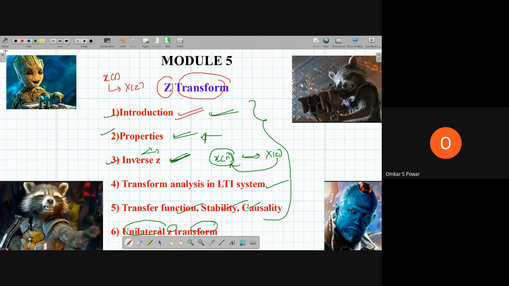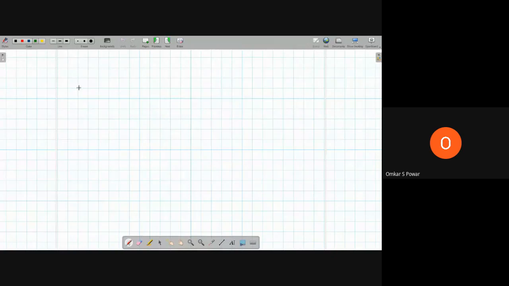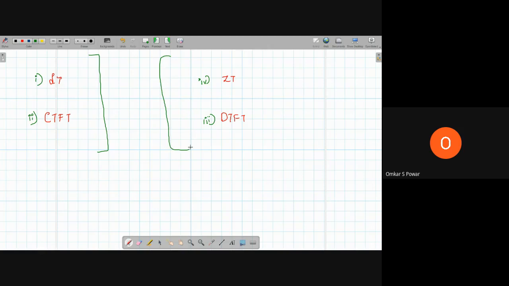With respect to that, there is the Laplace transform, the continuous time Fourier transform, the discrete time Fourier transform, and your Z transform. I hope you have studied the Laplace transform in your mathematics. Continuous time Fourier transform I have discussed, discrete time Fourier transform I have discussed, and Z transform I am about to discuss from today. So these are the two divisions when you analyze a signal.